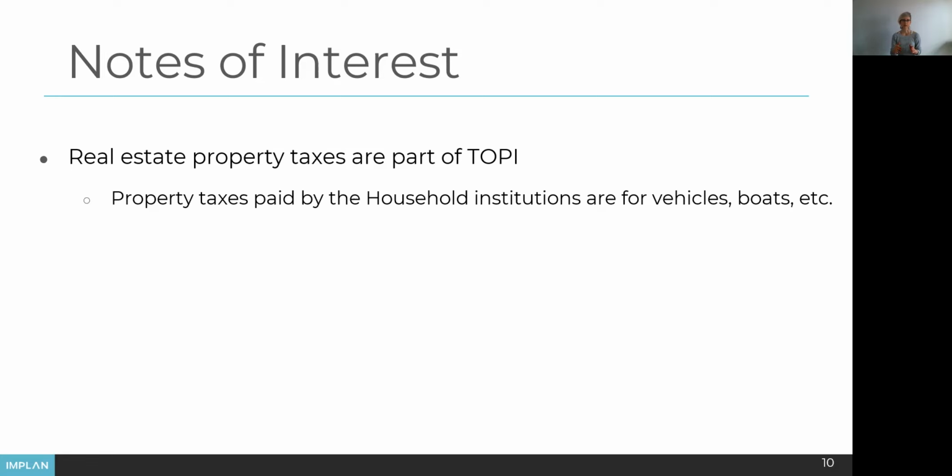Okay, in the tax impact results in IMPLAN, there's also a column for households paying property taxes. A lot of folks would expect that the home real estate property taxes paid by households would be included in this payment. But that's not the case. The property taxes paid by the household institutions in your tax impact result are for other big ticket items like vehicles and boats. When we pay a big tax bill for buying a new vehicle and things like that, and I guess we do pay our annual taxes on our vehicles, that's where those would show up.